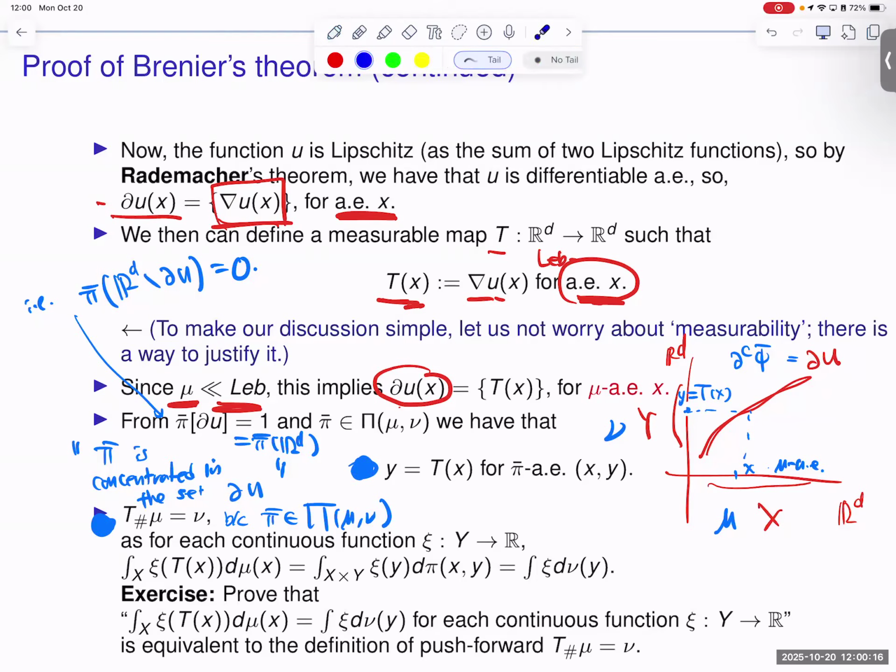So we get the optimal mapping T pushing forward mu to nu, given as the gradient of a convex function.